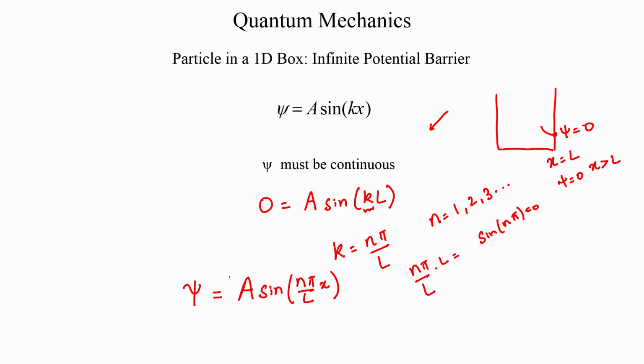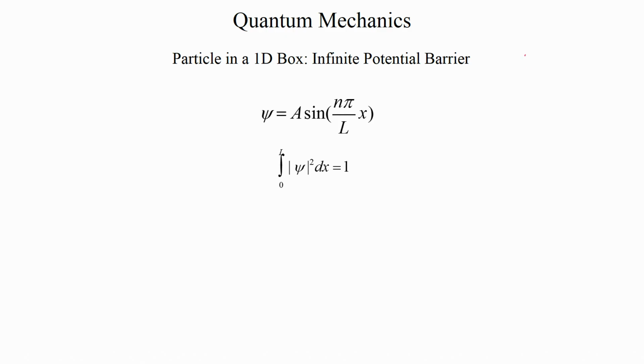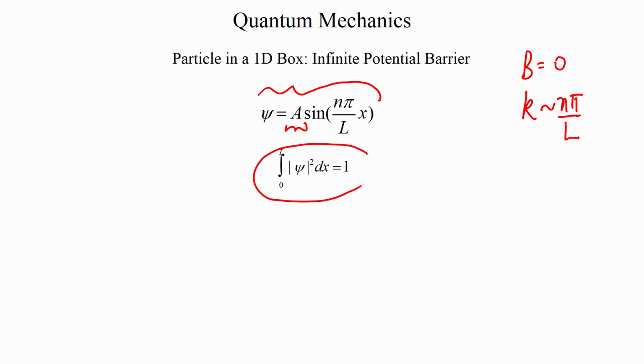Now all that remains is to identify a. We have identified b to be equal to 0, and we have identified k to have the form n pi by L, where n is an integer. So the wave function has now reduced from this very general expression containing sines and cosines to the form a sine of n pi by L into x. The only thing left to be determined is a, and we do that by using the condition that the particle must exist somewhere.